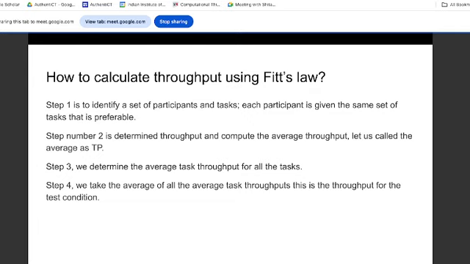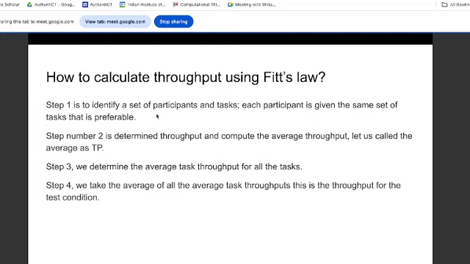Now with Fitts law, what do we calculate? We calculate the task execution time. We call this throughput. Throughput is a function of the ID, that is the index of difficulty, and the time that is taken to perform the entire task. How do we find out what the throughput is?